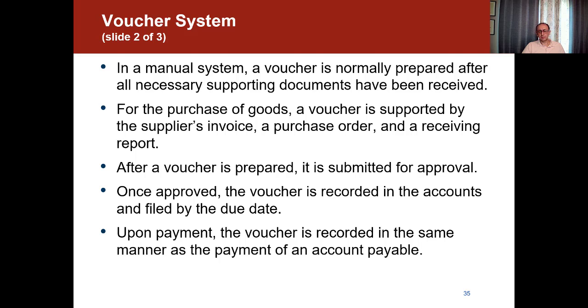In a manual system, a voucher is normally prepared after all necessary supporting documents have been received. So once we have the invoice, we have the approval, the authorization, then the next thing would be to issue the voucher. For the purchase of goods, a voucher is supported by the supplier's invoice, a purchase order, and a receiving report showing that we got the items or the goods that we ordered. After a voucher is prepared, it's submitted for approval. Once approved, the voucher is recorded in the accounts and filed by the due date. Upon payment, the voucher is recorded in the same manner as the payment of an accounts payable.